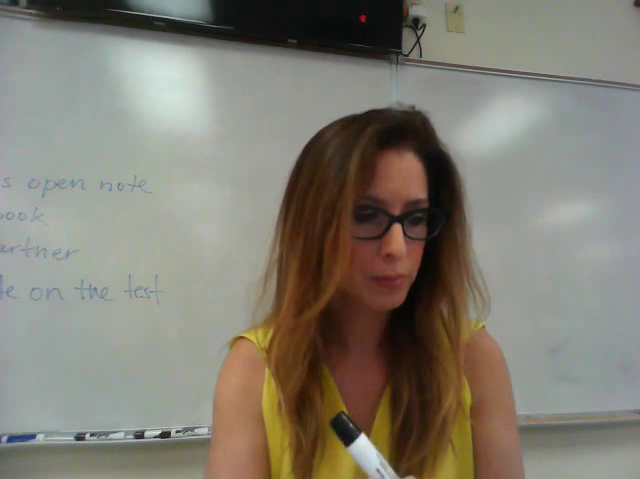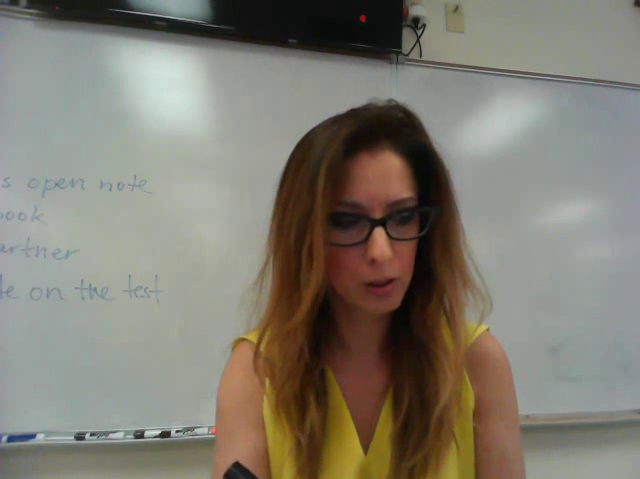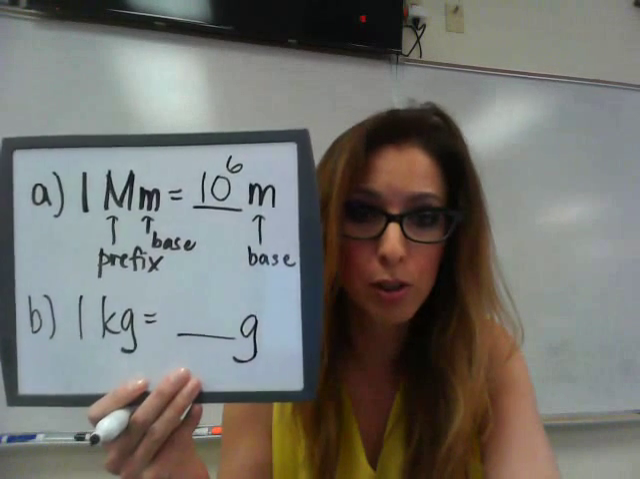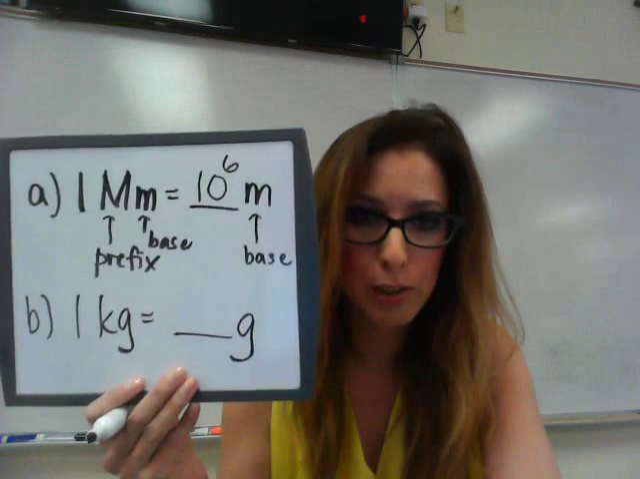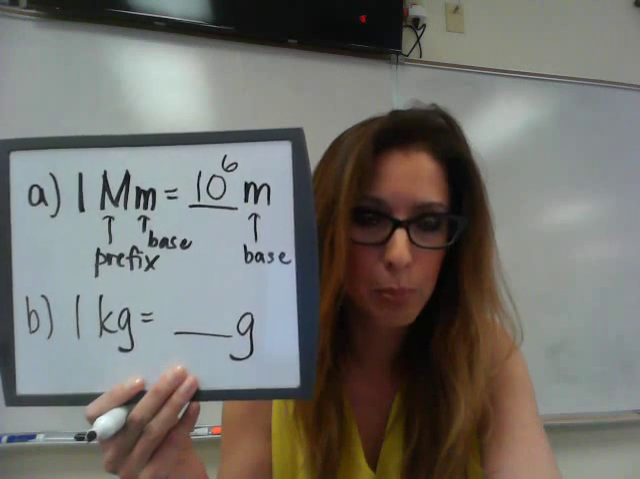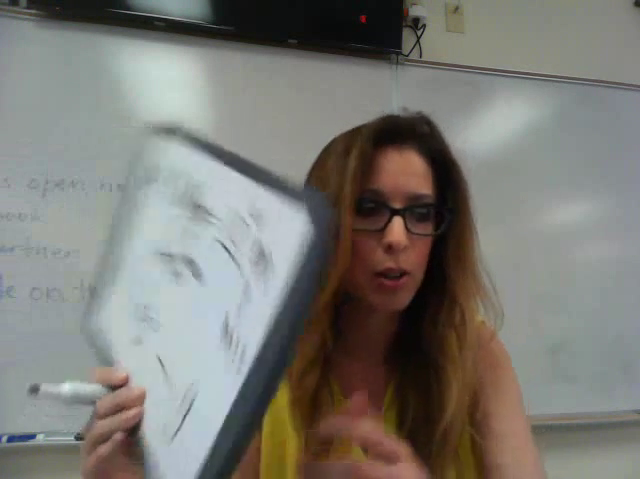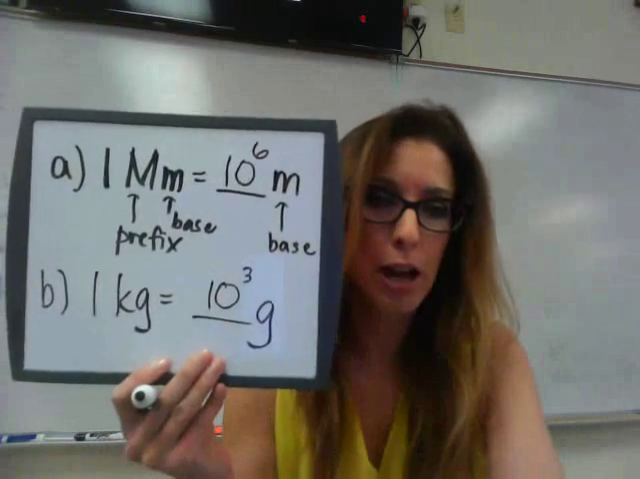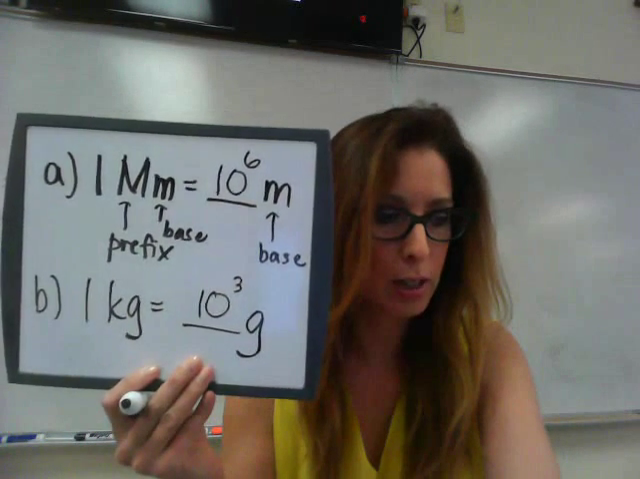For B, we have 1 kilogram equals how many grams? Notice the number 1 is next to the 2-letter unit. The first letter is the prefix, the second one is the base. It equals the power of 10 that corresponds to kilo. Kilo is 10 to the 3rd. So here we have the power of 10 next to the base unit.